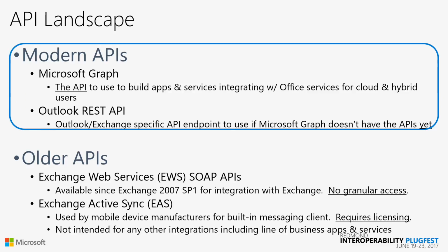Previously, we had the old SOAP APIs, which worked super awesome in both the on-prem world as well as the online world, but we are moving away from that. And before that, we had the ActiveSync API as well, but we are not doing any more active investment in these two spaces. Majority of our investment is going to be in the modern API space.